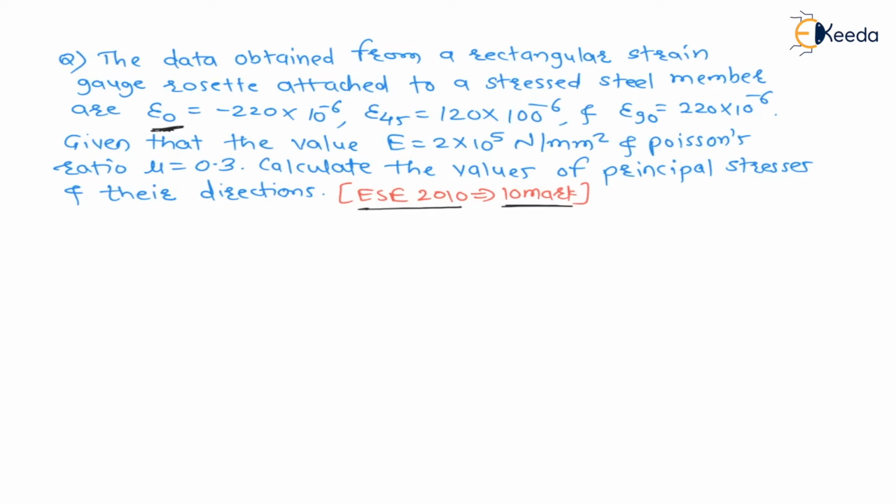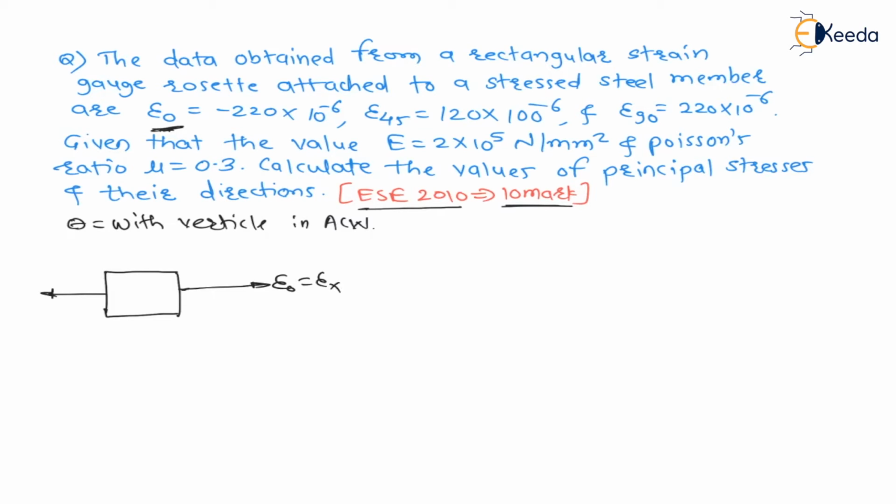Now what is given? Theta, we are measuring with the vertical in anti-clockwise direction. Theta is the angle of the inclined plane with the vertical in anti-clockwise direction. E naught is the normal strain at 0 degree. Therefore, for the vertical there is a normal strain, that is E naught, which is nothing but Ex.